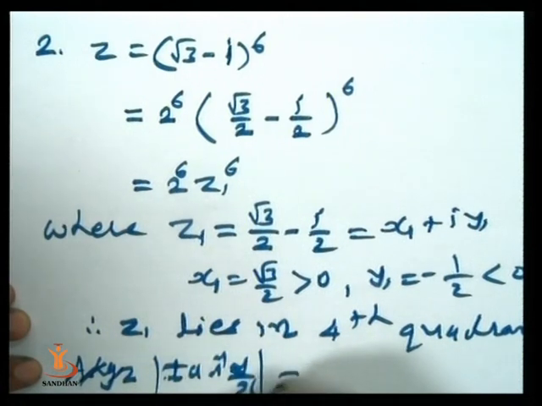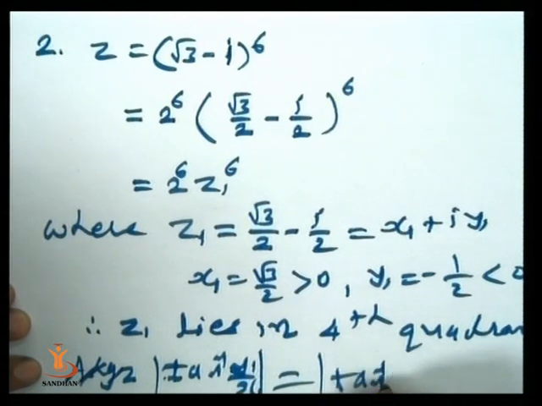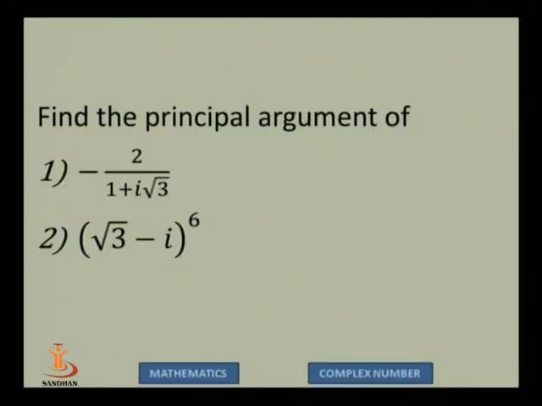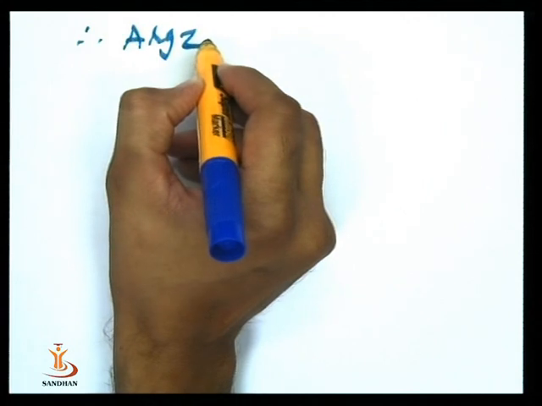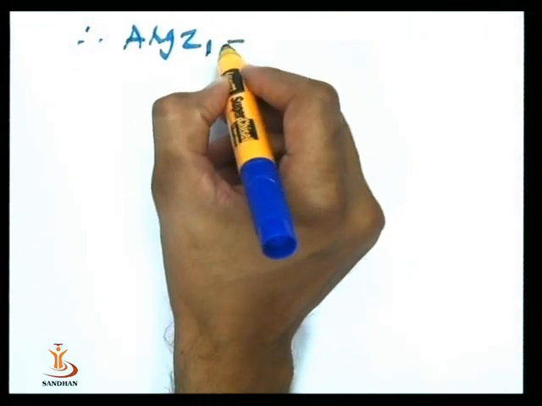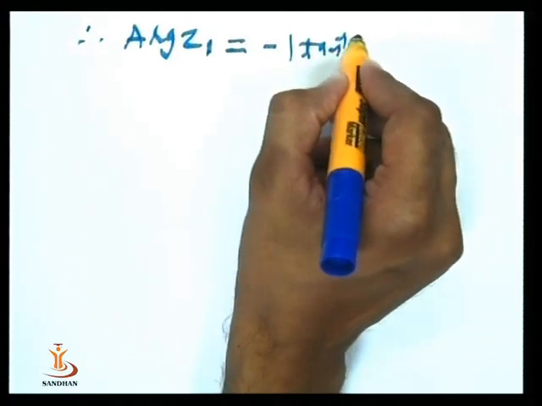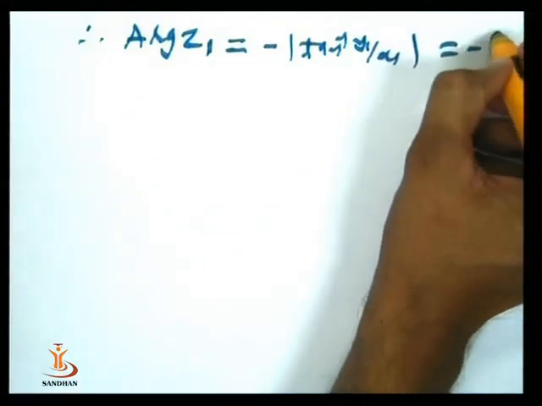First evaluate this one. So tan inverse of y by x is nothing but y1 upon x1, which is equal to modulus of tan inverse of y1, which is minus 1 by 2, and x1 is root 3. So this is nothing but minus 1 upon root 3. So tan inverse modulus of 1 by root 3 is nothing but pi upon 6. Therefore the principal argument for this complex number z1 is exactly equal to minus mod of tan inverse y1 upon x1, so minus pi upon 6.